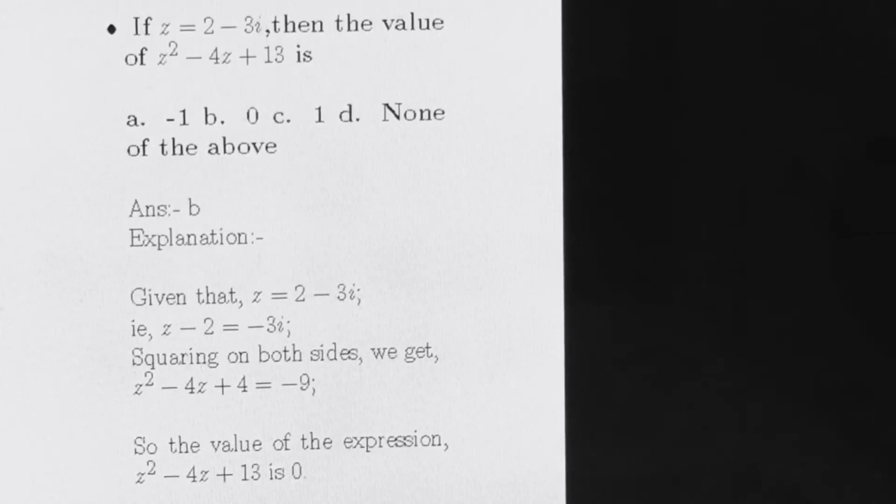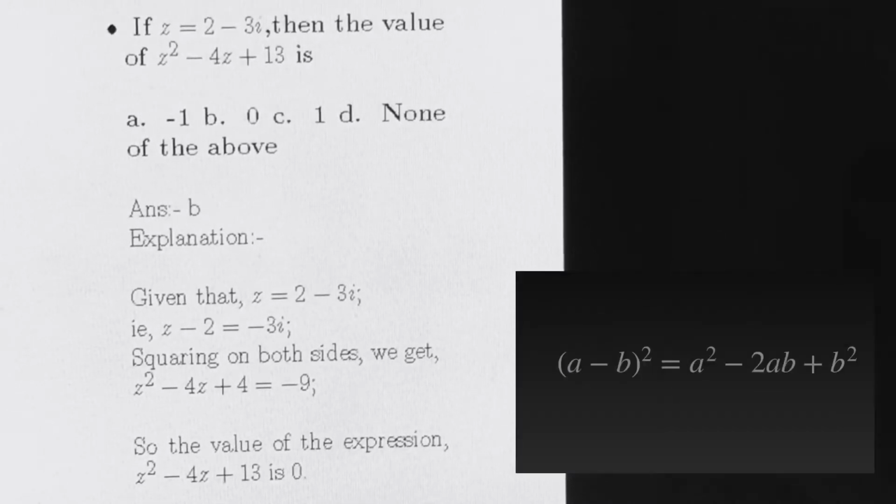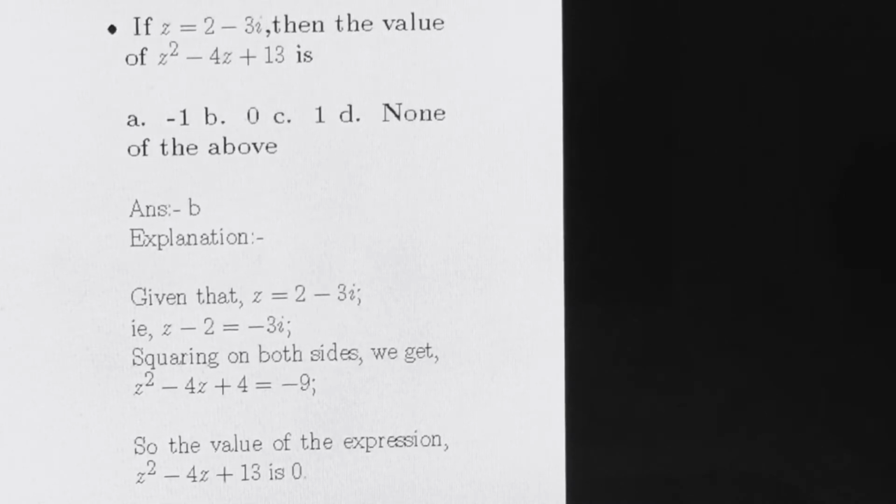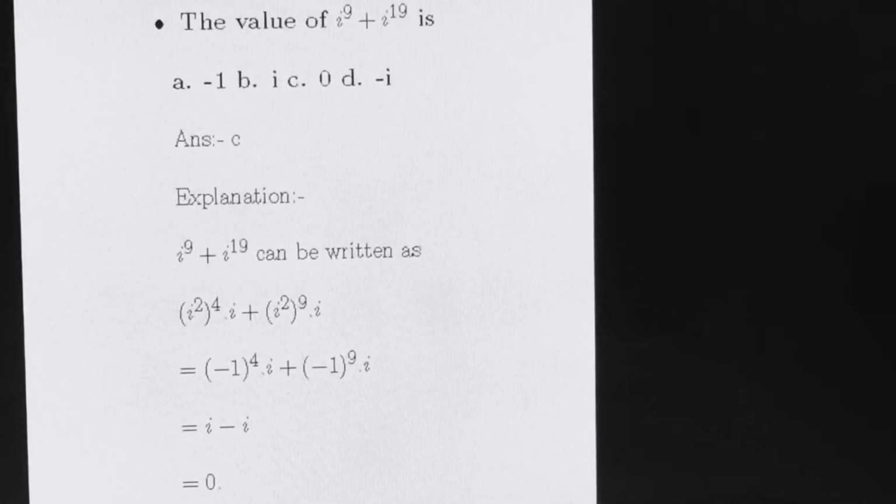So we can write z minus 2 is equal to minus 3i. Squaring on both sides, we get z square minus 4z plus 4 is equal to minus 9. So the value of the expression z square minus 4z plus 13 is equal to 0, which is asked in the question. Next question, the value of i raised to 9 plus i raised to 19 is dash. Options: A minus 1, B i, C 0, D minus i.